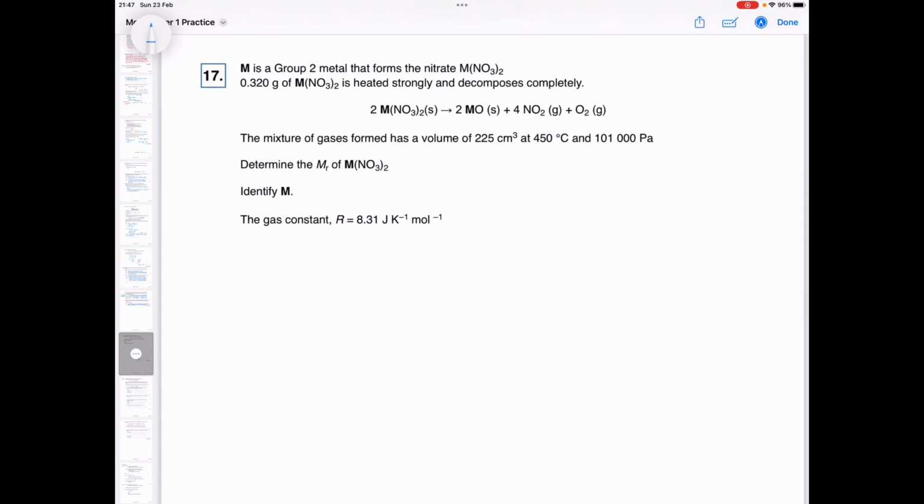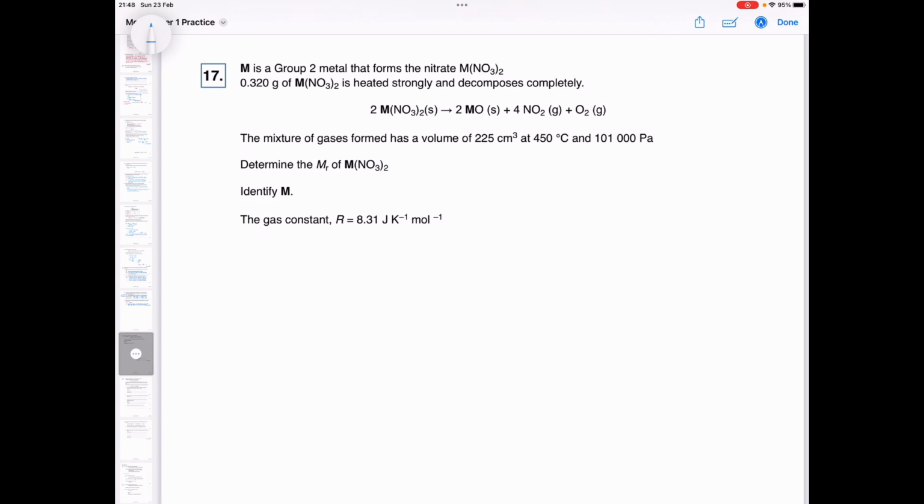Question 17. M is a group 2 metal that forms the nitrate M(NO3)2. A 0.320 grams sample of M nitrate is heated strongly and decomposes completely, and then it's given us an equation for that. The mixture of gases formed has a volume of 225 centimeters cubed at 450 degrees C and 101,000 pascals. Determine the Mr of M(NO3)2 and therefore identify M.